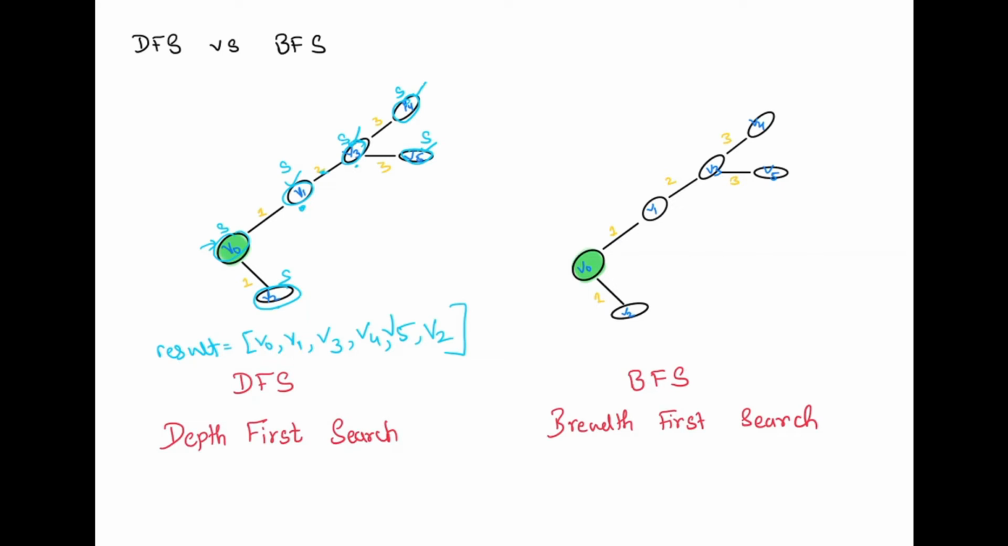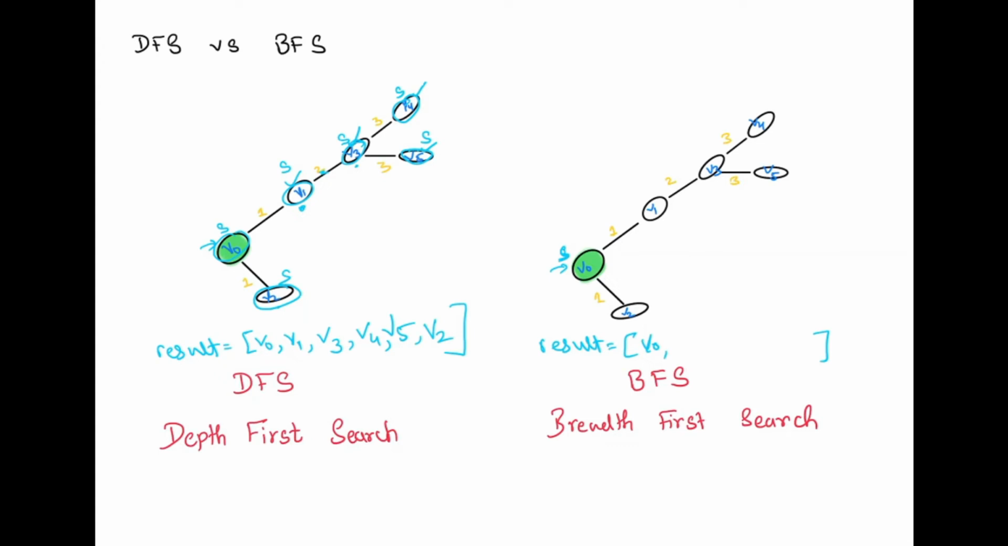So this is how depth first search worked. Let's see how the breadth first search for the same graph works. Breadth first search will again start with v0, the green vertex. So that is the start point, and we add it to seen immediately, and also to the result as well.